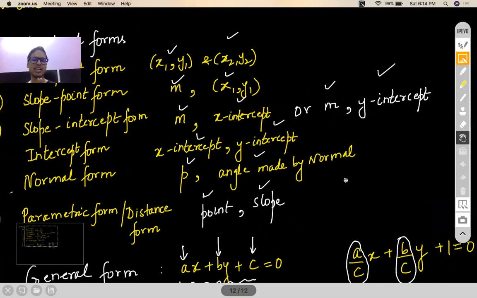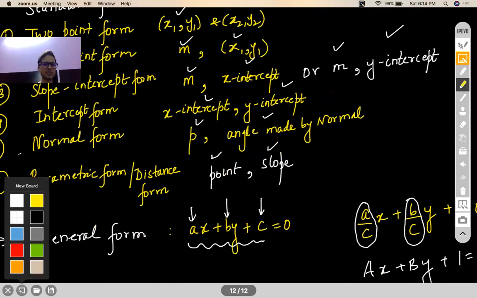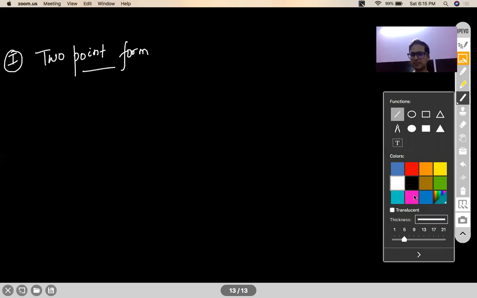So in the equation of a line, there are only 2 degrees of freedom, not 3. So in order to get those 2, you need only 2 conditions. No 3 conditions are required. Okay, clear? Good. So with this, let us start with the very first standard form, which is called the 2-point form. In 2-point form, you will be given 2 points, and if they are connected, find the equation of the line connecting them.